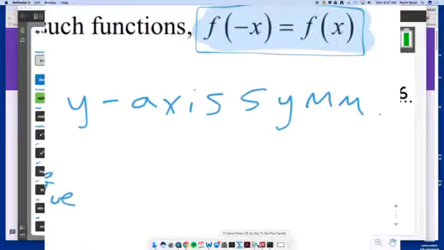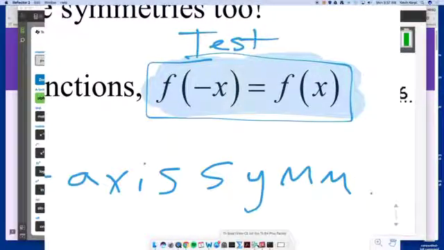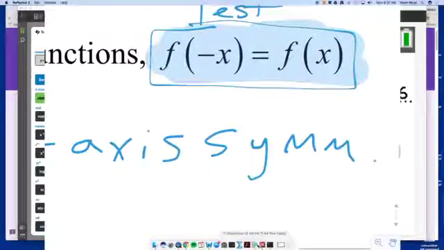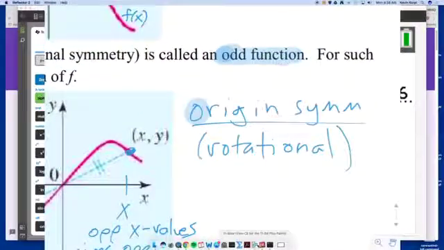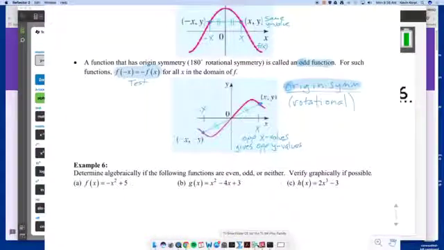If a function has y-axis symmetry, it's a what function? An even function, right? And opposite x's yield the same y value. An odd function has what type of symmetry? What's that? Rotational, which is formally called origin symmetry. But yeah, it is the rotational symmetry, and opposite x's there give you opposite y values. Okay, so we'll stop right there.